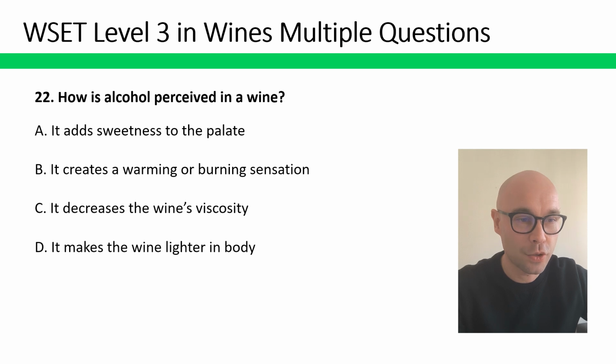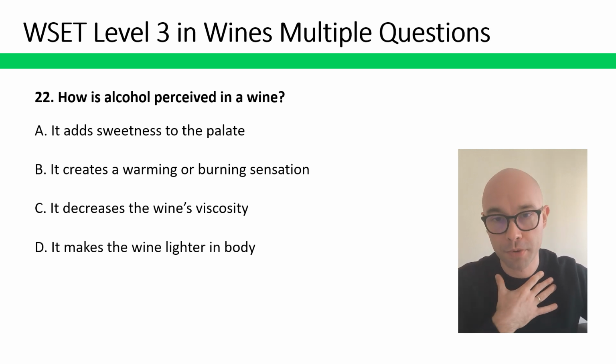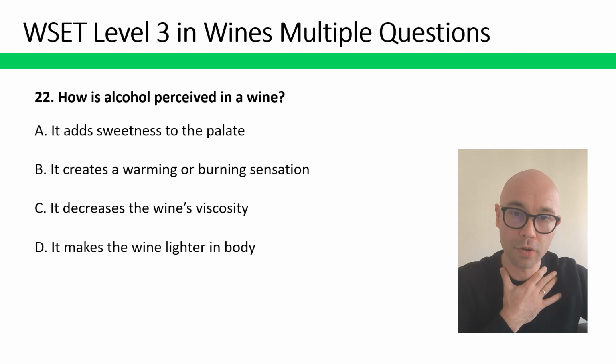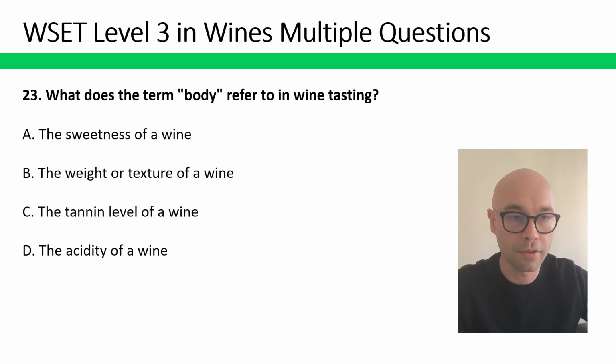How is alcohol perceived in a wine? It adds sweetness to the palate, it creates a warming or burning sensation, it decreases wine's viscosity, it makes a wine lighter in body. The correct answer is B, it increases the warmth and the burning sensation. Of course, burning is not good, but warmth on the palate, on the throat and chest will indicate a wine with higher alcohol level.